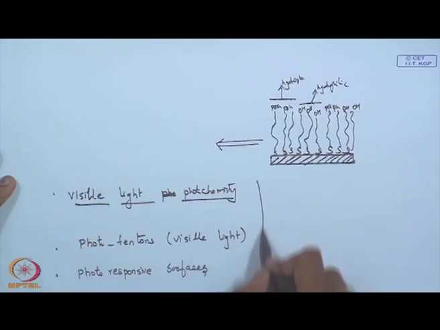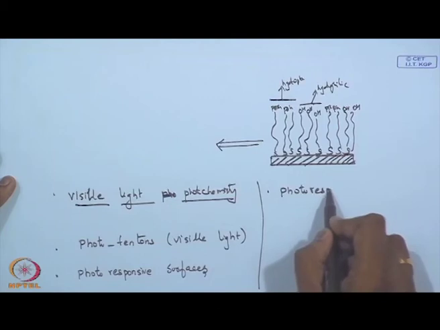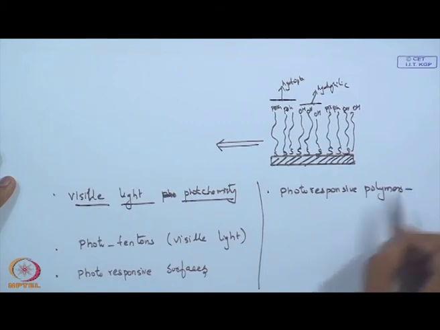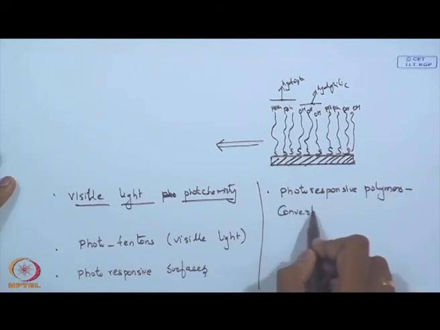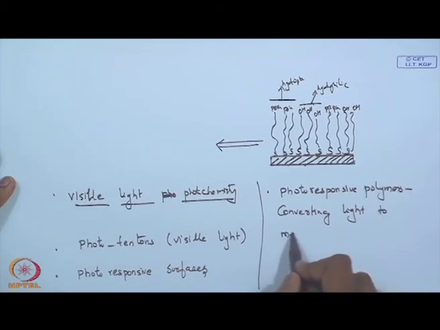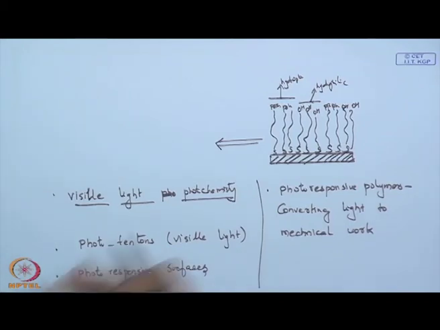And finally, another area which people are working on is photoresponsive polymers, for converting light to mechanical work. That's also a new area which has been started. So these are all upcoming areas in photochemistry. Fine. So these are some of the applications of photochemistry, and there are many other applications like photodynamic therapies and other things, but I have just touched on the new areas.